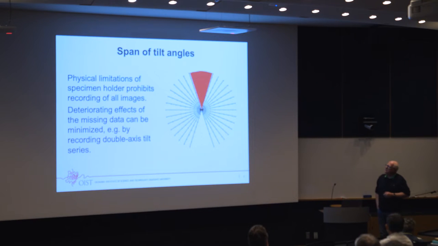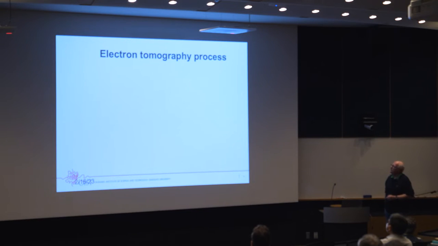It's missing some data, which means you have a deficiency in the 3D reconstruction, so you have lower resolution in certain directions than others. But it's not as bad as it sounds, and you will see later that in our 3D reconstructions we hardly even see the effect of it nowadays. So what do you do?